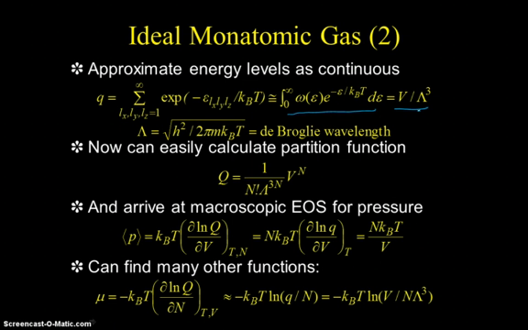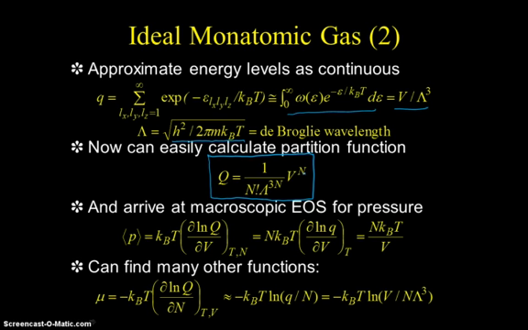It has units of length, and it's given by the square root of Planck's constant squared over 2 pi times the mass of the particle times Boltzmann's constant times the temperature. So it's a simple relationship. And then taking n particles, we can calculate the total partition function of the system. So for a monatomic ideal gas where there are no interactions between particles, we get Q equal to 1 over n factorial, lambda to the 3n power times the volume of the system to the nth power.